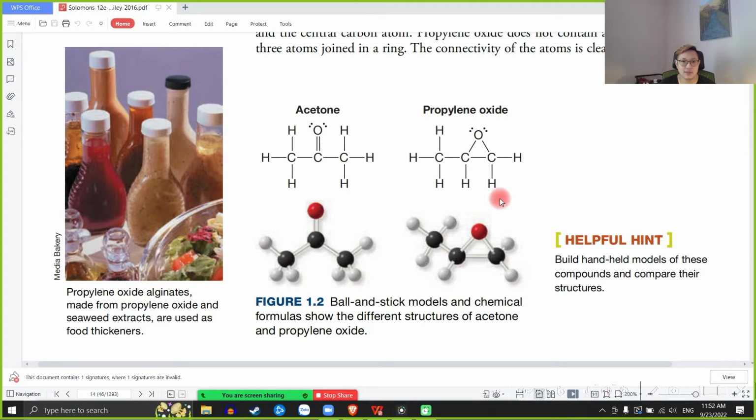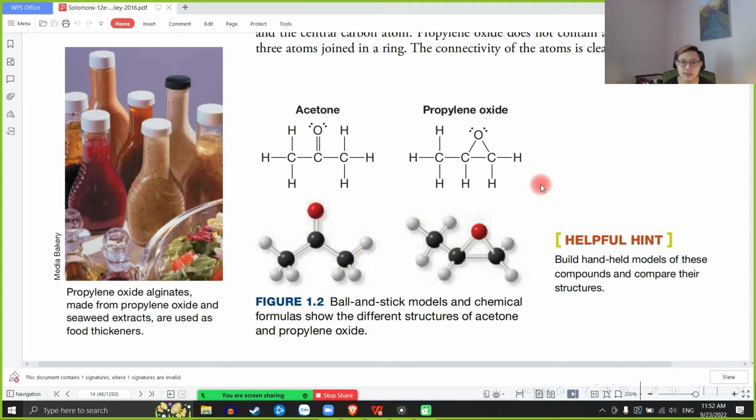Okay. So they're different. And can I ask you which molecule is more reactive? Can you guess? I think the first one, the acetone, because it has the double bond.